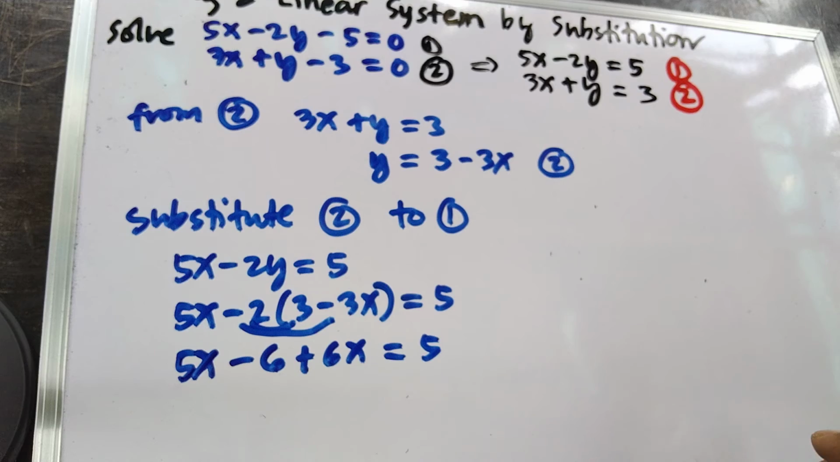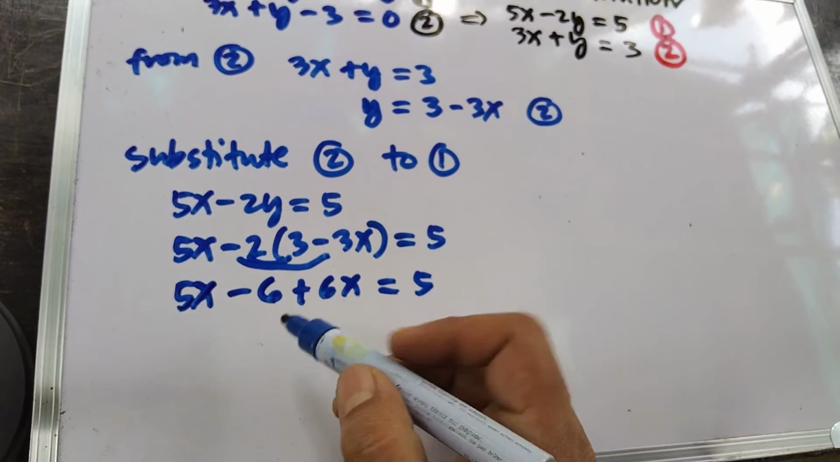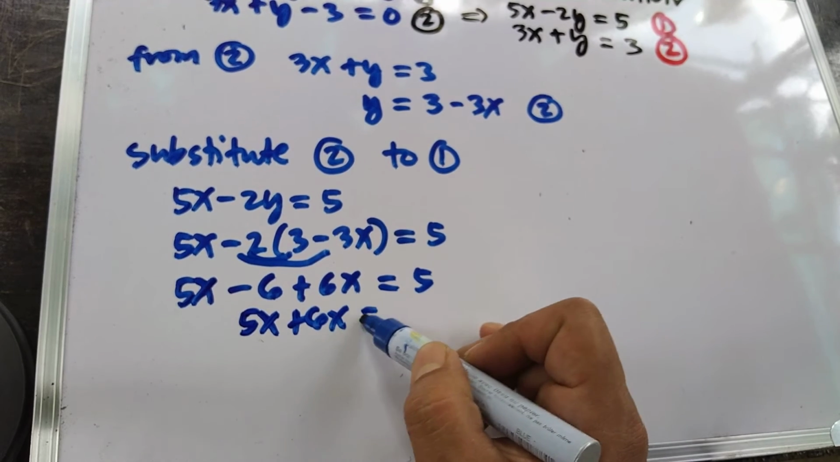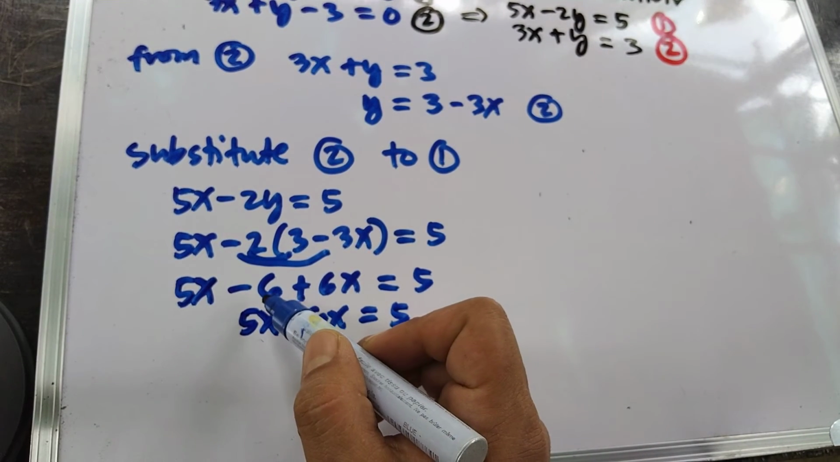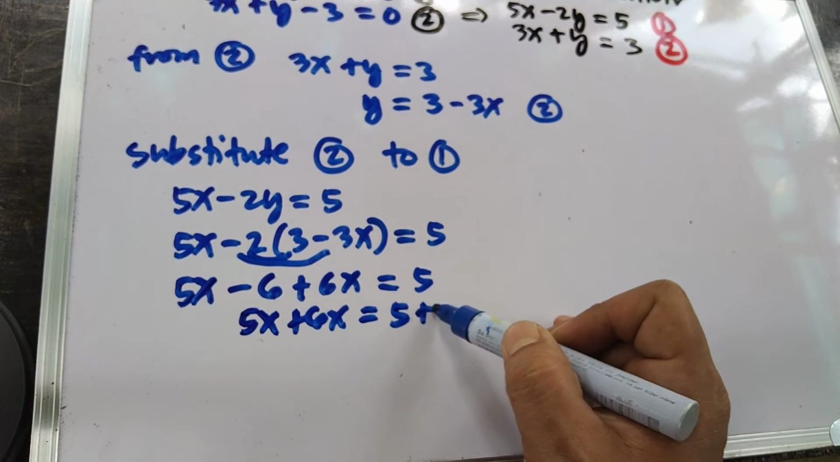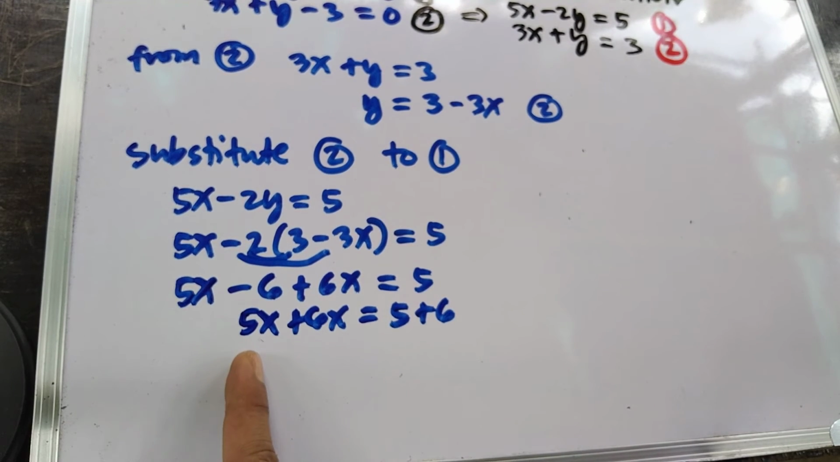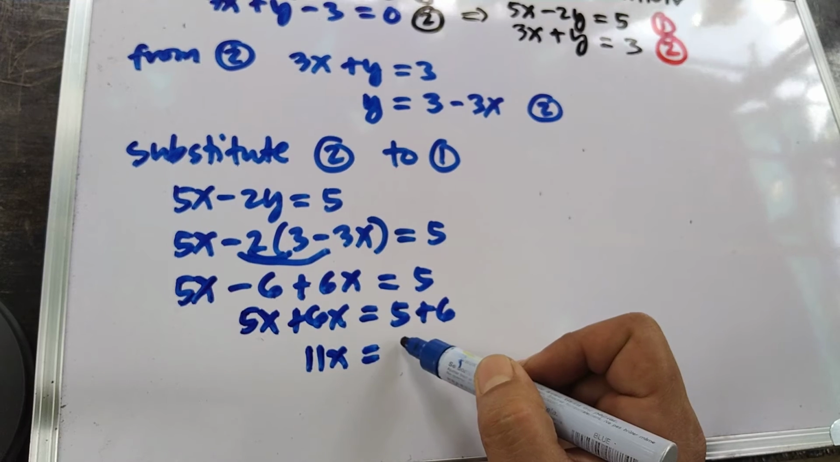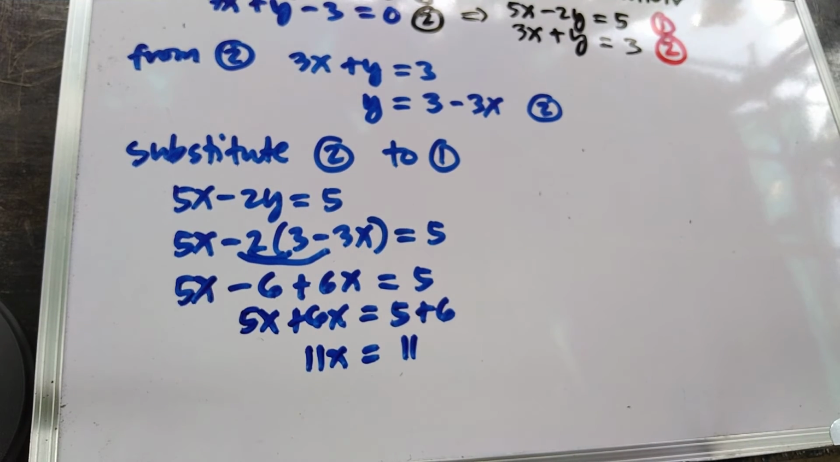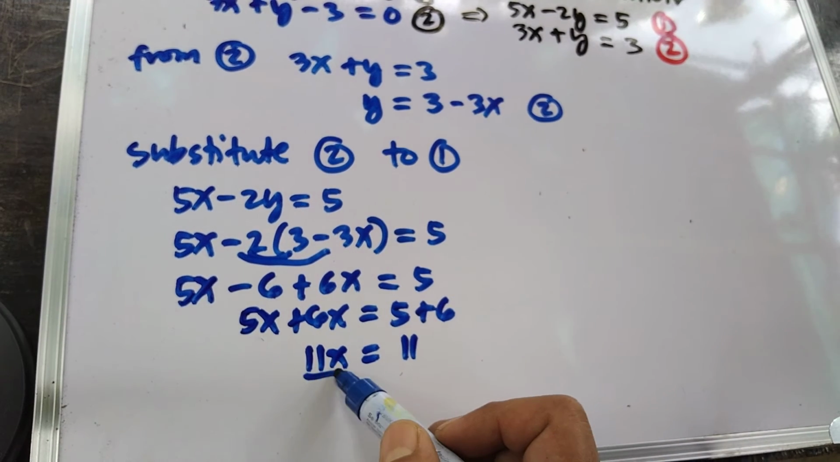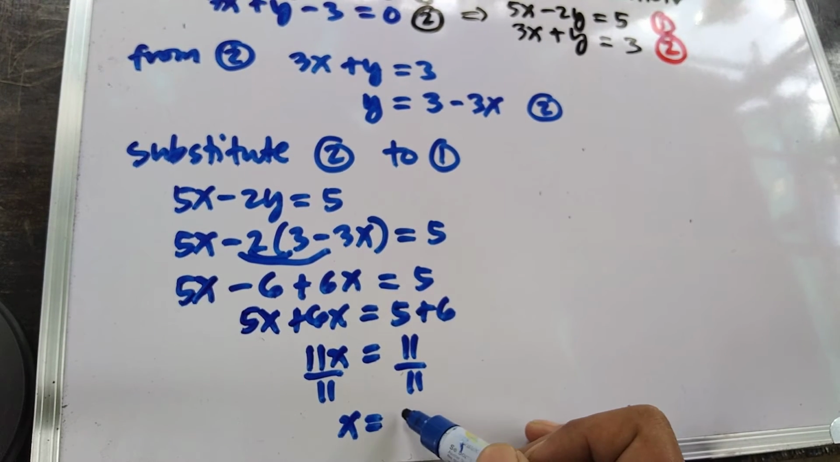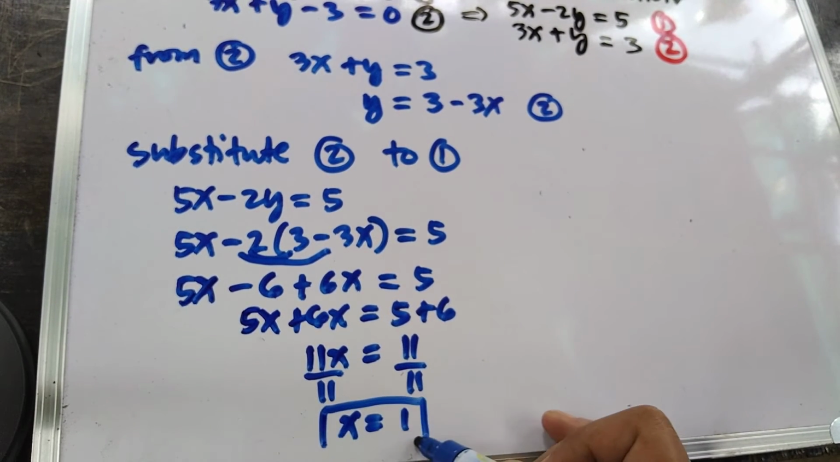Now we combine. 5x plus 6x, minus 6, is equal to 5. We transpose negative 6 to the right side, so plus 6. Now, combine. What is 5 plus 6? That is 11x is equal to 11. So we solve for x. We divide both sides by 11. Therefore, our x is equal to 1.